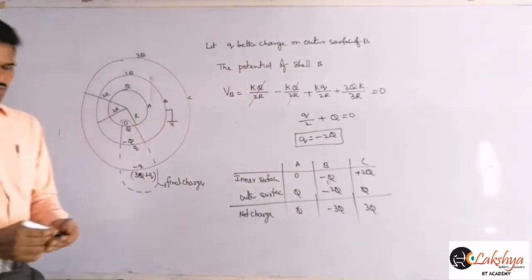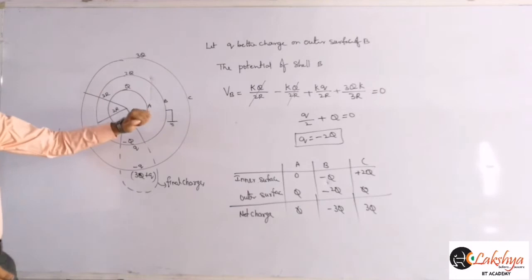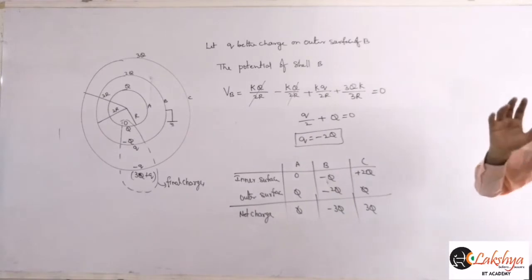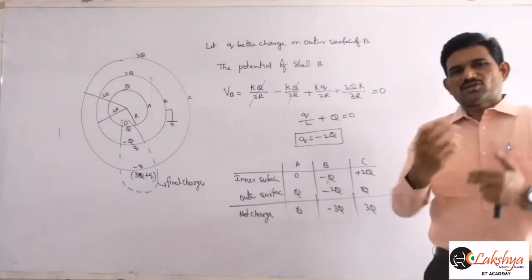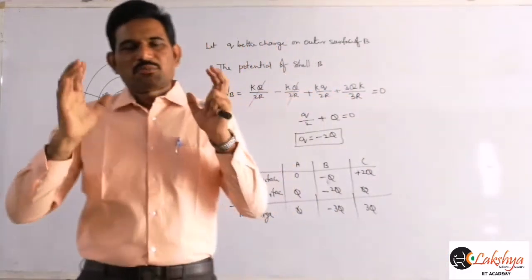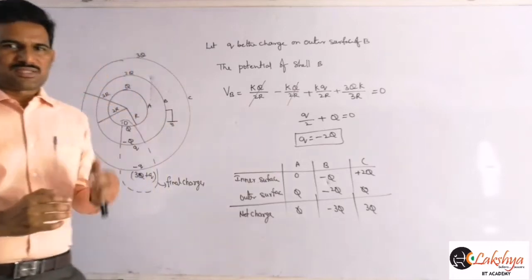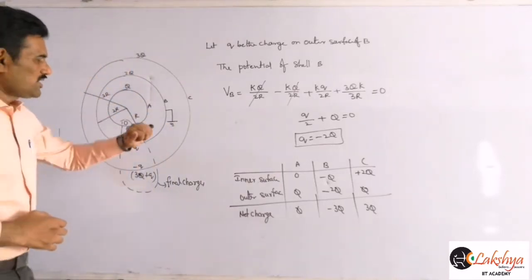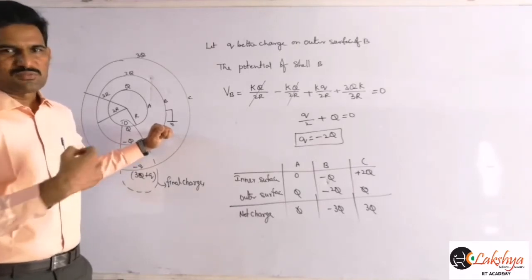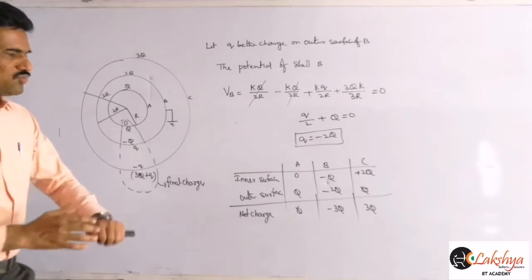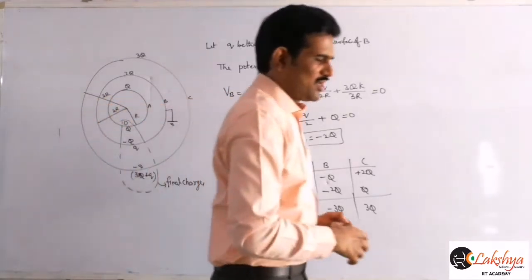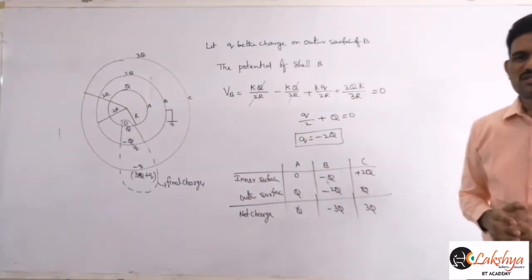That means if they ask what is the net charge on each shell, you can observe this shell A and C are isolated shells, that means they are not connected anywhere. So the net charge on them will remain the same. Only the charge distribution will change. Charge on the inner surface and charge on the outer surface will change. But the net charge on those two shells A and C will remain the same because they are not connected anywhere. Only the charge on B will change because B is connected to the ground. So some flow of charge may take place between the shell and the ground. And so only the net charge on B is changing, whereas on A and C it remains the same. So that is a simple concept regarding these concentric shells here.